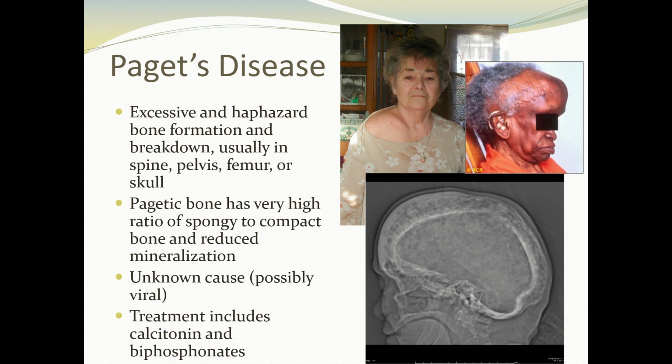Another type of homeostatic imbalance is called Paget's disease. This is the excessive and haphazard bone formation and breakdown, usually in the spine, pelvis, femur, or skull. Pagetic bone has a very high ratio of spongy to compact bone, as well as reduced mineralization. It could be viral, there's an unknown cause, and treatment will include calcitonin as well as bisphosphonates.